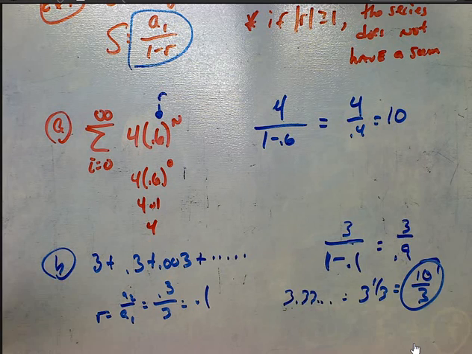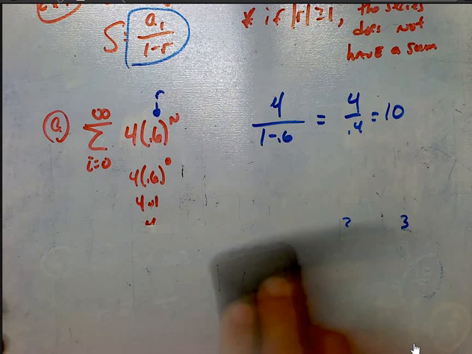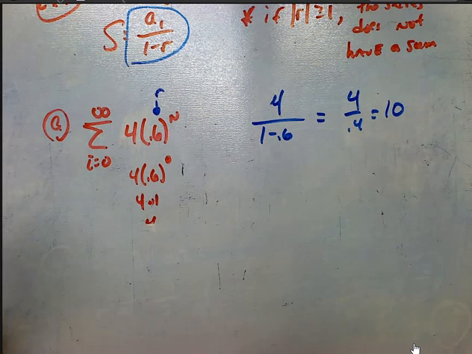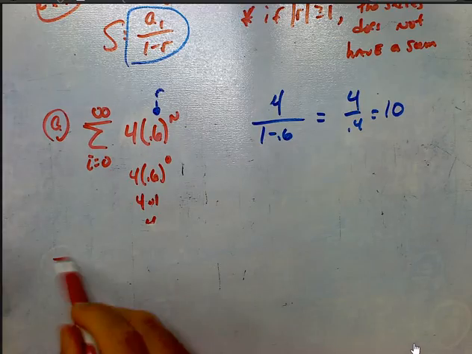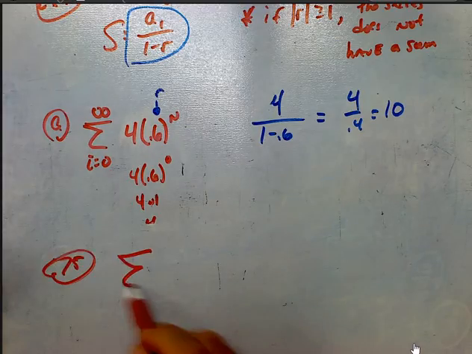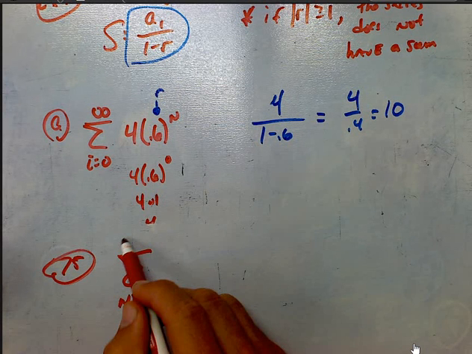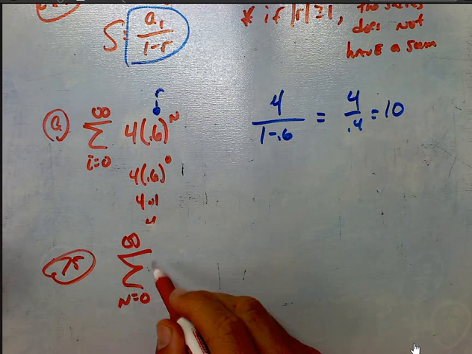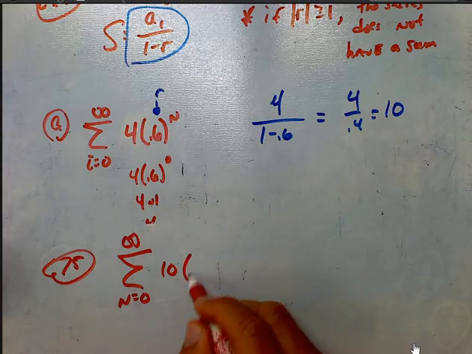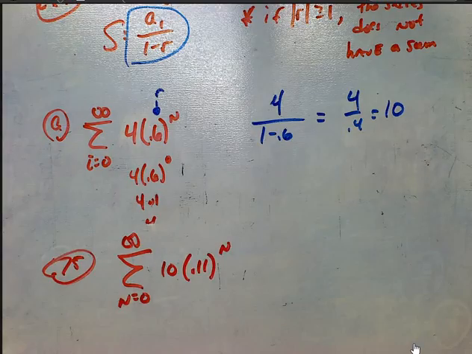I'd like for you to go ahead and try number 75. I've got to erase that one to make room for it. 75 says the sum from n equals 0 all the way to infinity of 10 times 0.11 to the n power. Okay? You should get 1,000 over 89. Try to work it out on your own.